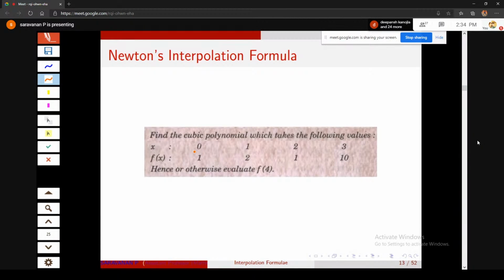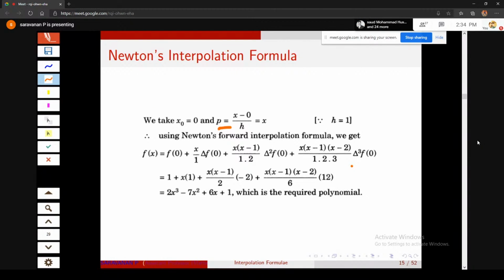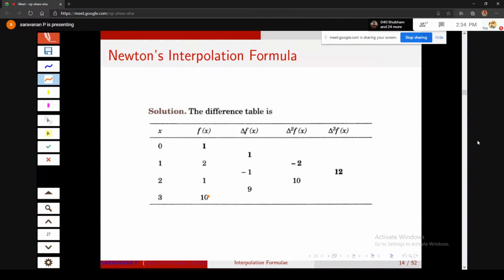In the cubic polynomial, if I substitute 0, you will get 1. If I substitute 1, you will get 2. If I substitute 2, you will get 1. If I substitute 3, you will get 10. That means the polynomial passes through these points. Maybe you can check. What is f of 0? All this will get cancelled. f of 0 is 1.